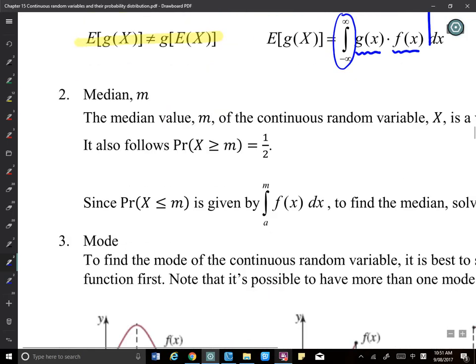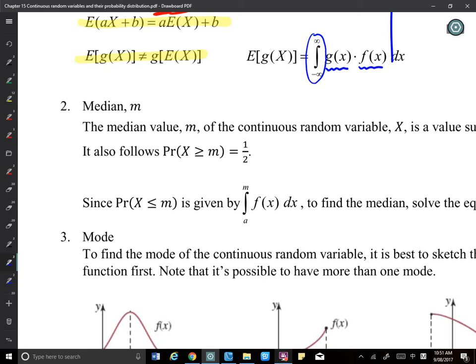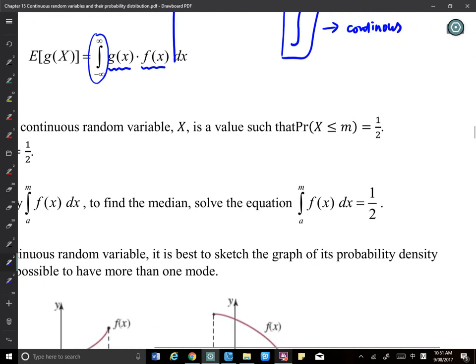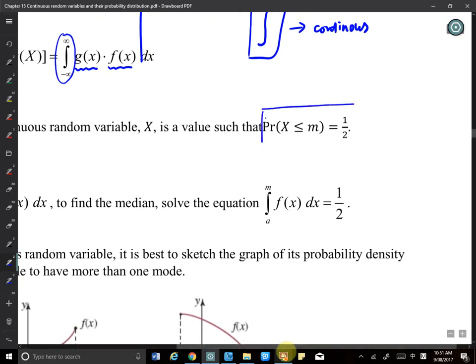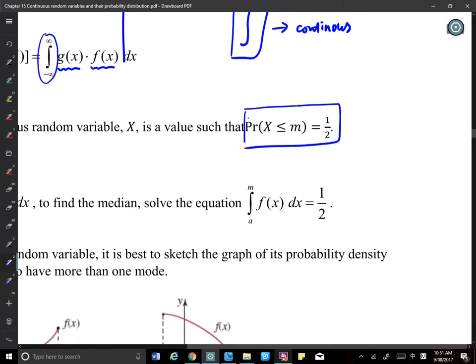That's expected value. For median, what is median? Median is 50%. So what you will do is find the x such that the probability of being smaller than it gives you a half. For example, we have f(x) that looks like that.